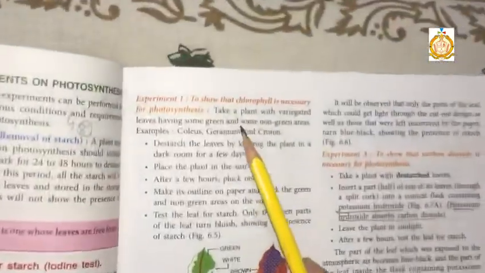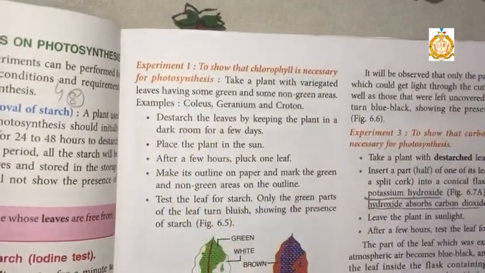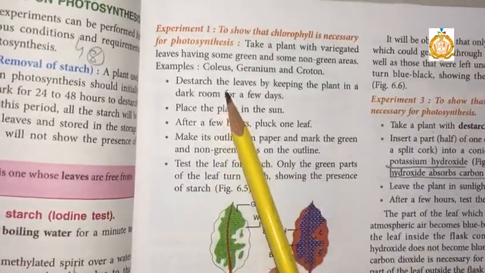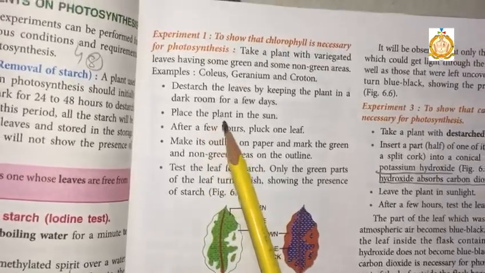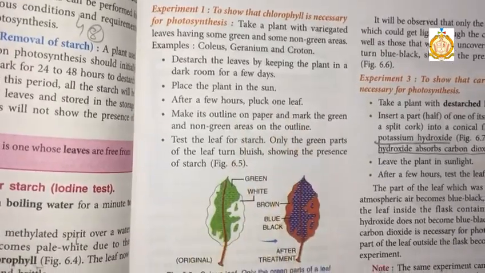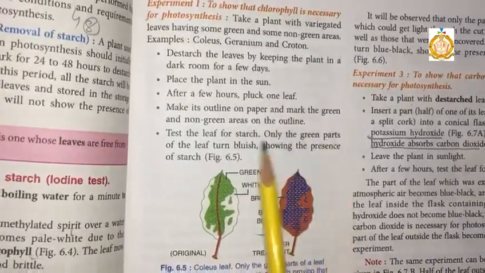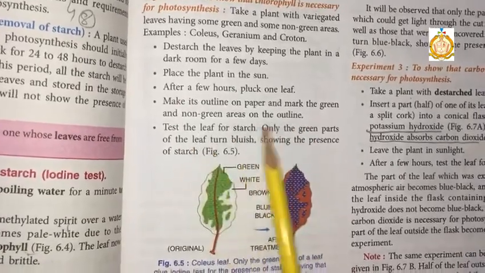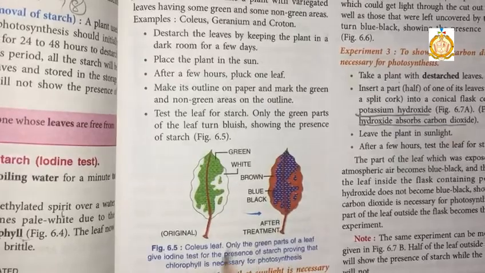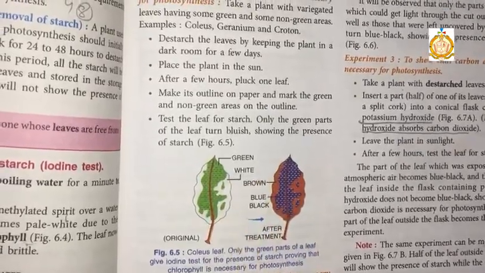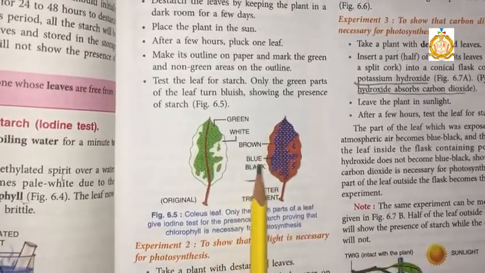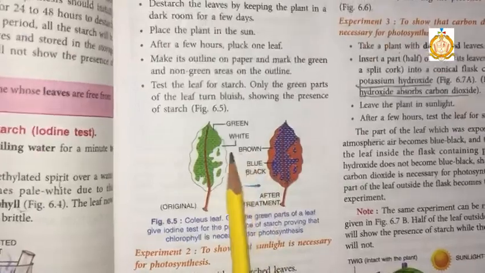The first experiment is to show that chlorophyll is necessary for the photosynthesis process. For this, we first destarch the leaves. Afterward, we place the plant in sunlight, and after a few hours we pluck one leaf from the plant and outline the green part and non-green part on paper. Then we test the leaf for starch, meaning the iodine test takes place. After the iodine test, we see that a part of the leaf turns blue black, indicating starch is present, and a part is brown in color.